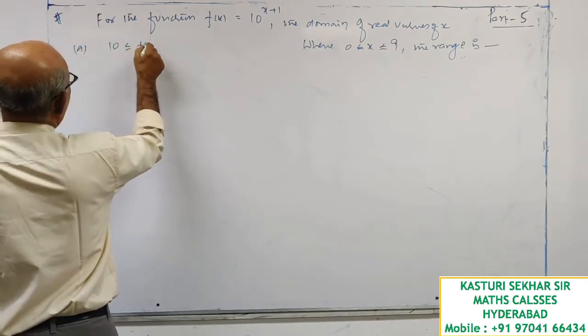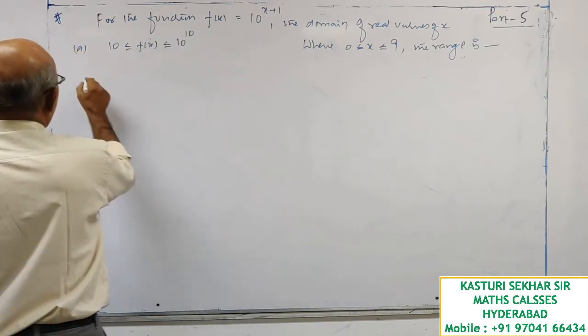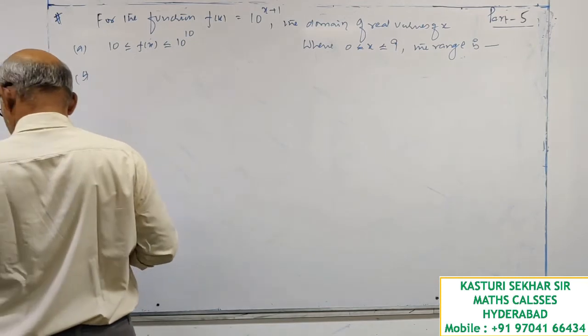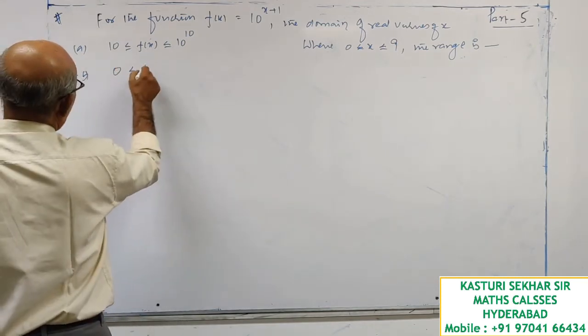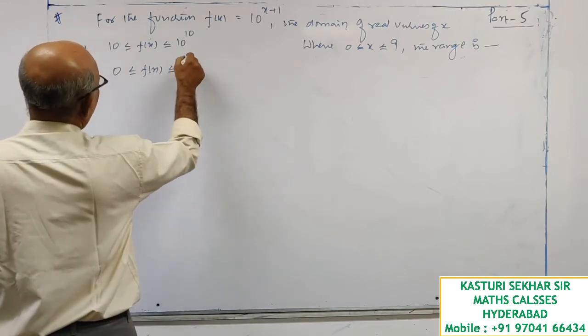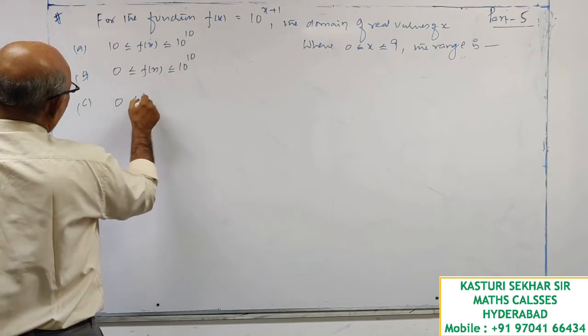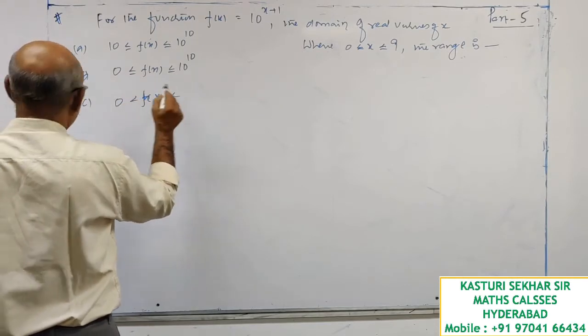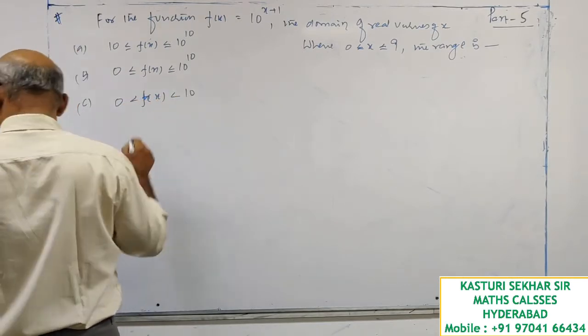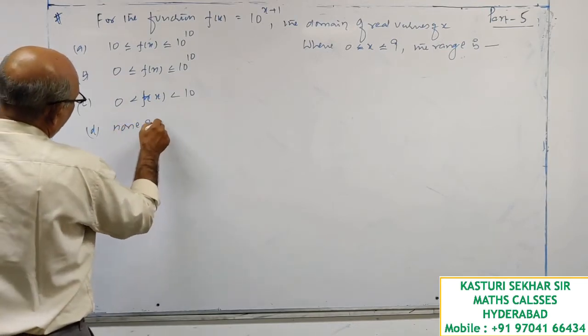10 is less than or equal to f of x, this is less than or equal to 10 to the power of 10. Option B, 0 is less than or equal to f of x, this is less than or equal to 10 power 10. Option C, 0 is less than f of x, this is less than 10. Option D, none of these.